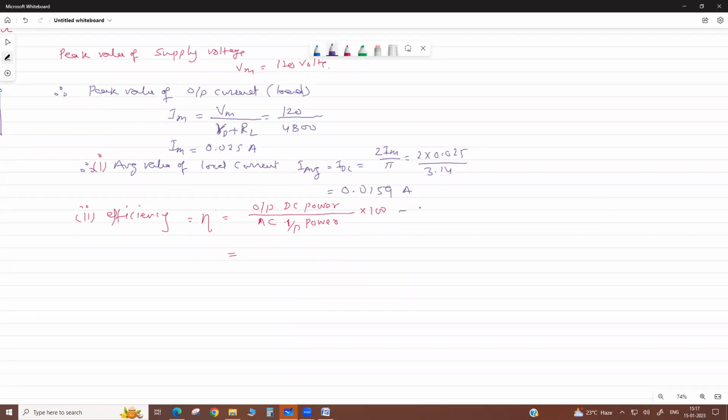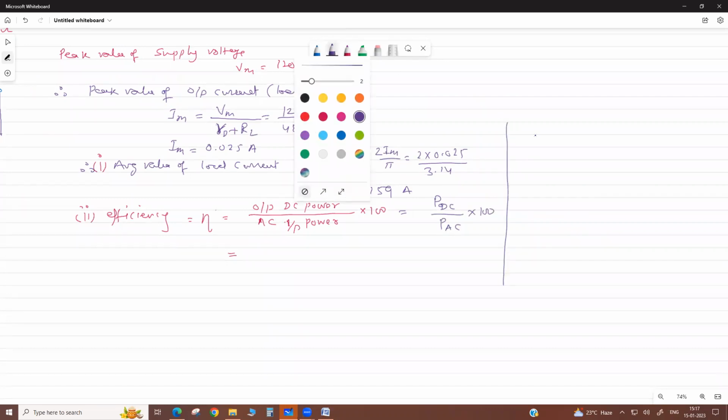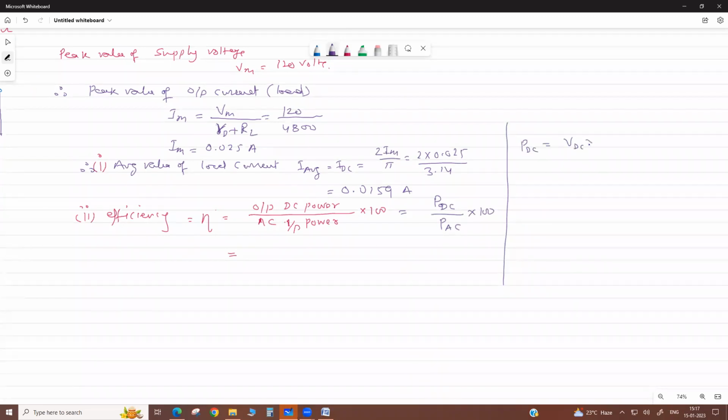So now we can write the efficiency as DC power by AC power input into 100, correct? DC means your DC output voltage, average value we take. VDC, IDC, or either from I square, IDC square by RL. RL means load resistance only you take. Either by this or by this you can calculate. Any doubt, please?